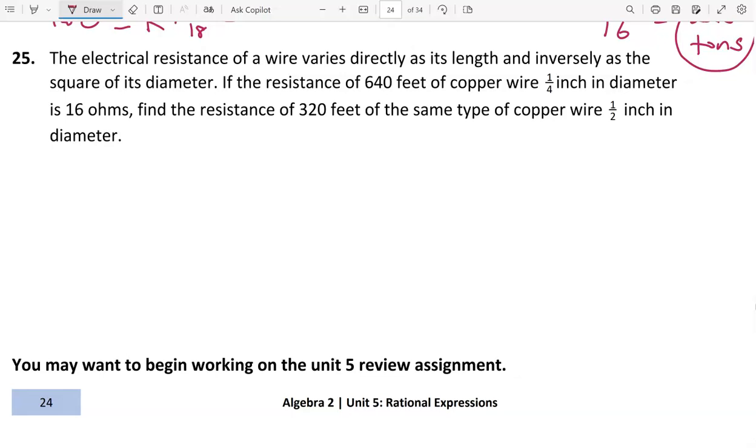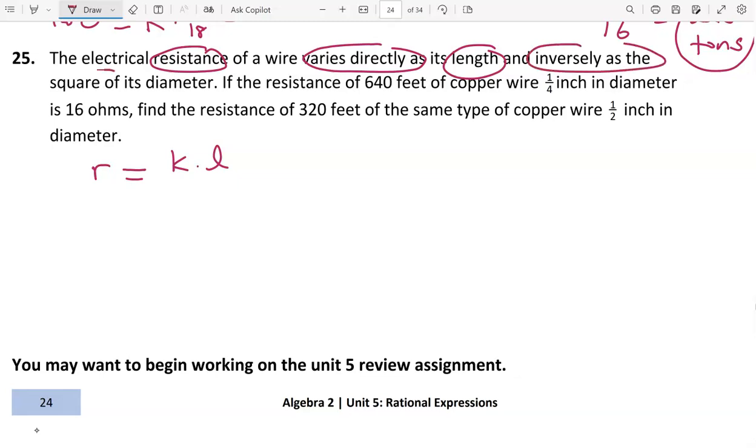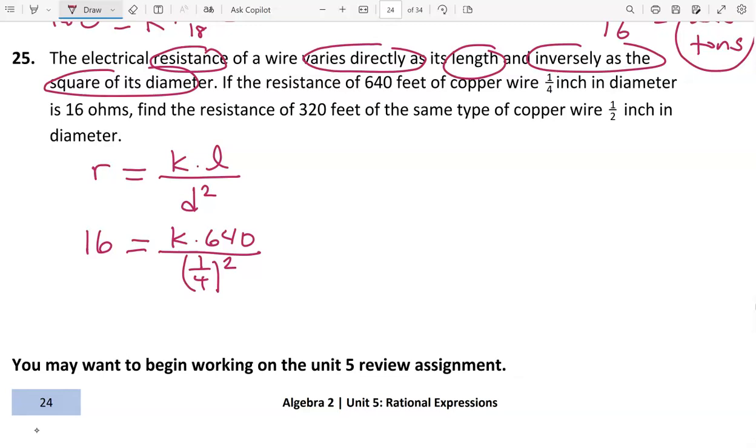In 25, the last question, the electrical resistance of a wire, so let's call resistance R, varies directly as equals K times its length times L, and inversely as the square of its diameter, so that's divided by the square of D. All right, the resistance of 640 feet of copper wire, that sounds like a length, with a 1/4 inch in diameter, so that's a 1/4 squared in the denominator, has a resistance of 16 ohms.